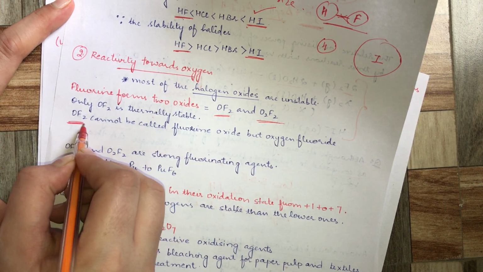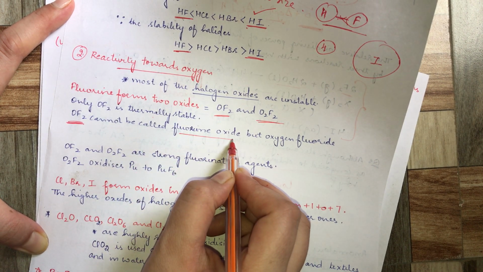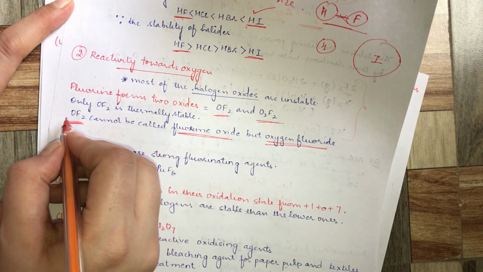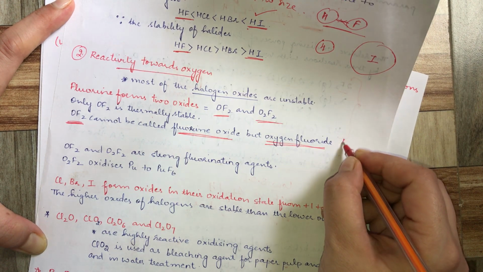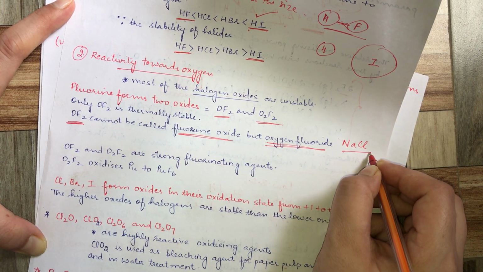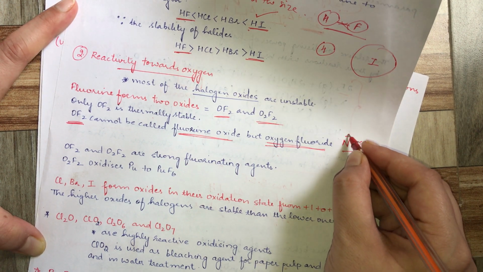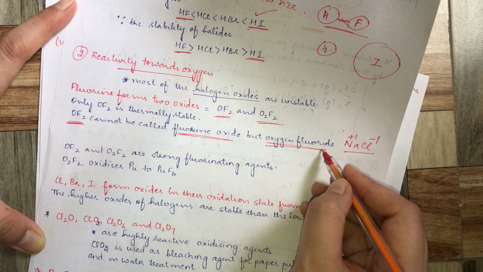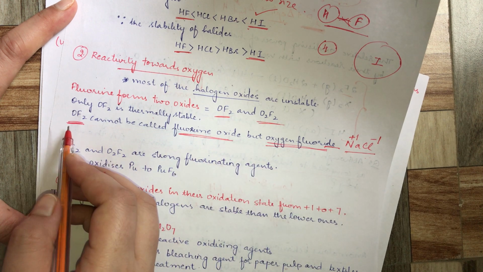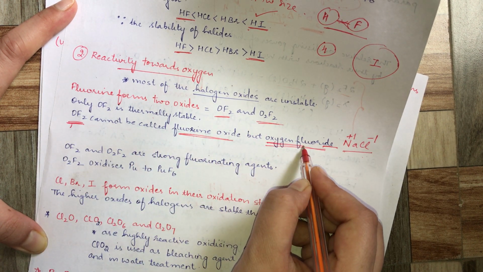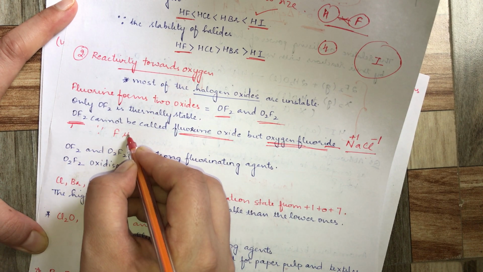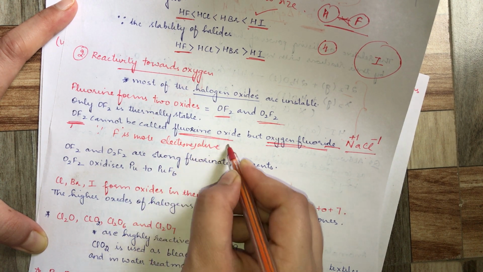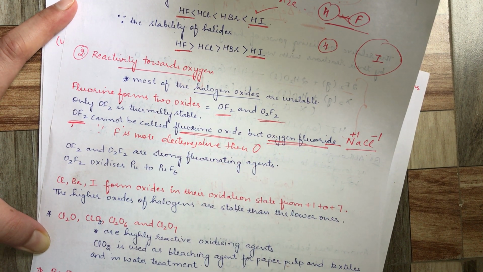OF2 cannot be called fluorine oxide; it has to be called oxygen fluoride, which means oxygen bears the positive charge. If you have NaCl, you call it sodium chloride. Why? Because here Na is positive and Cl is negative, so the one which bears the negative charge gets the suffix -ide. Similarly, in OF2 it is appropriate to call it oxygen fluoride because fluorine is more electronegative than oxygen.